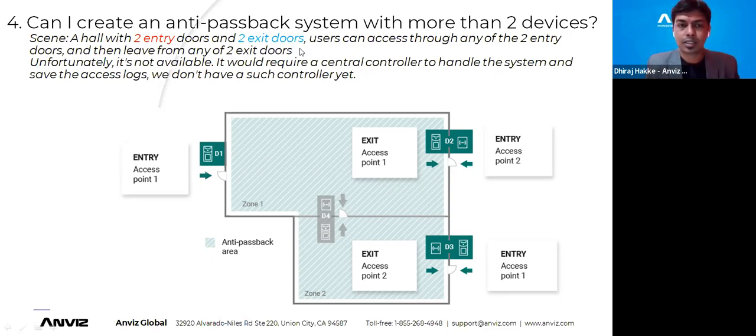Let's say your customer asks: I take an entry from door one, and then I exit from door two but don't use my credentials, because the door was opened by somebody else. Then if I try to enter from door three, it will allow me the entry, because this is a local anti-passback restricted on door one. If I try to make an entry from door one, it will restrict me, but if I try to enter from door three, it will allow me into the premises. I hope this is clear.